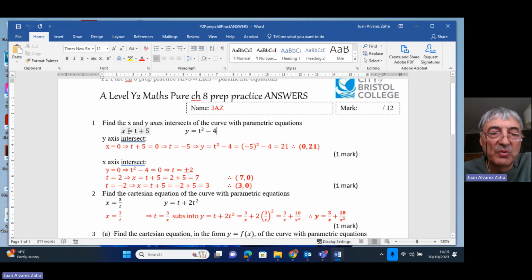So question 1, we want to find the x and y axis intercepts of a curve given parametrically by x equals t plus 5 and y equals t squared minus 4.